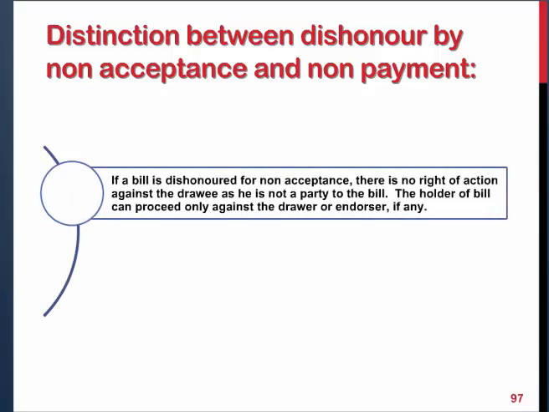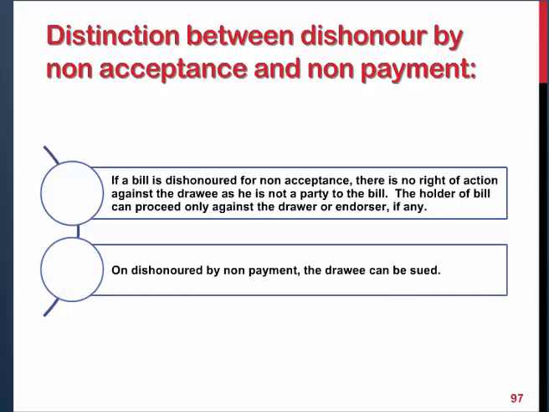Dear students, here we must know the distinction between dishonor by non-acceptance and non-payment. If a bill is dishonored for non-acceptance, there is no right of action against the drawee, as he is not a party to the bill. The holder of the bill can proceed only against the drawer or endorser, if any. And on dishonor by non-payment, the drawee can be sued.